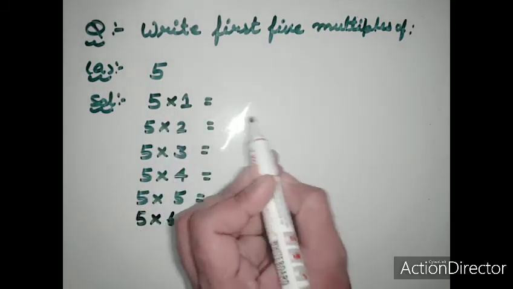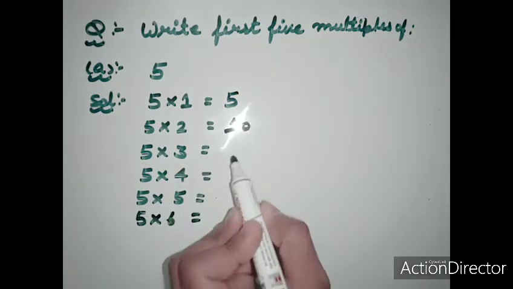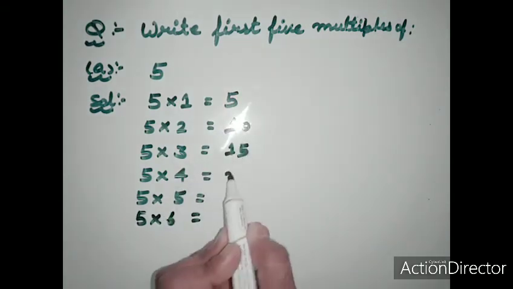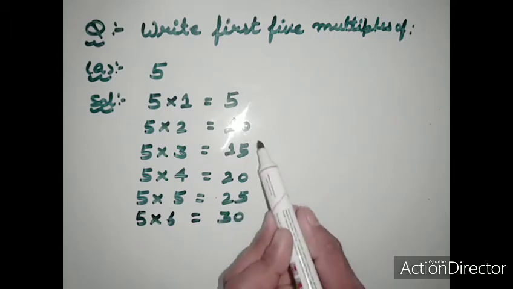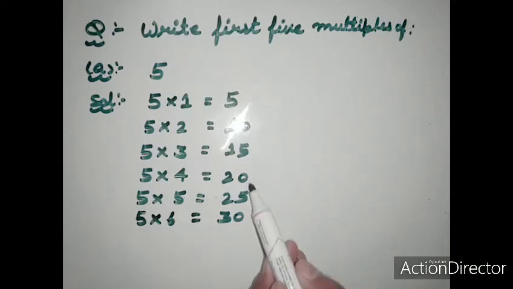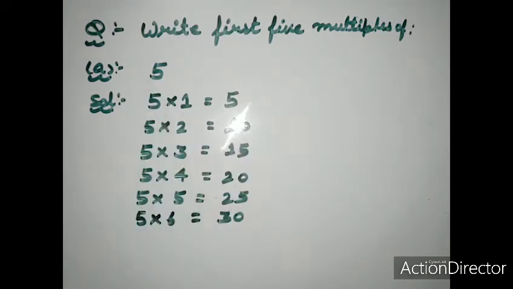Now we multiply all these numbers here. 5 ones are 5, 5 twos are 10, 5 threes are 15, 5 fours are 20, 5 fives are 25, 5 sixes are 30. Now students, here we count these 5 numbers, 1 2 3 4 5, because 5 is already given here, right? So the first multiple is already given, so here we write the next 5 multiples: 10, 15, 20, 25 and 30. These are the next 5 multiples of 5.